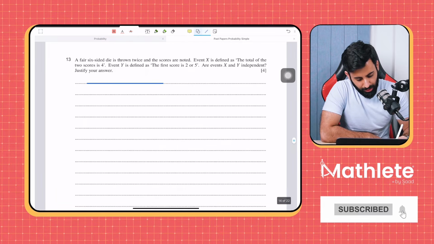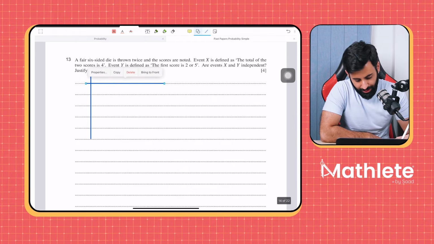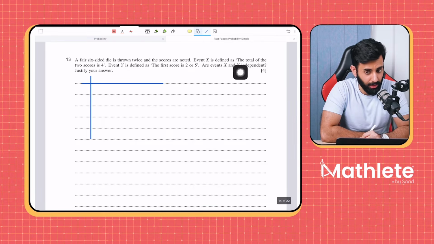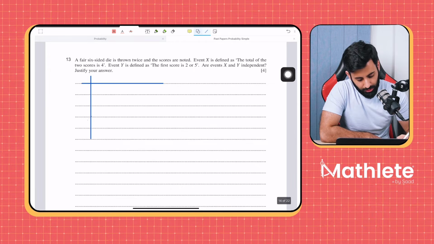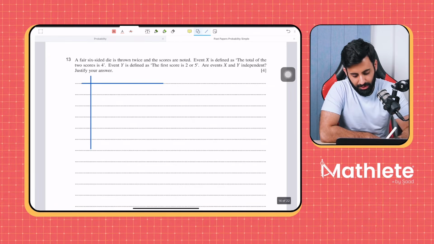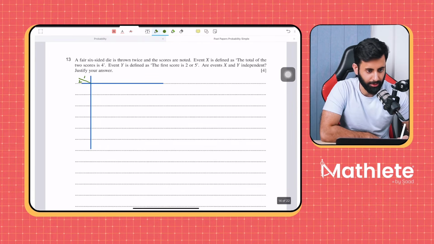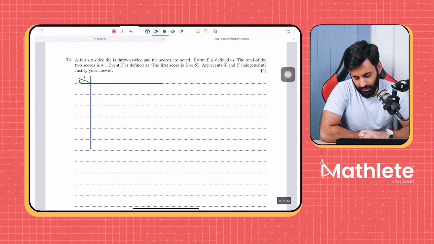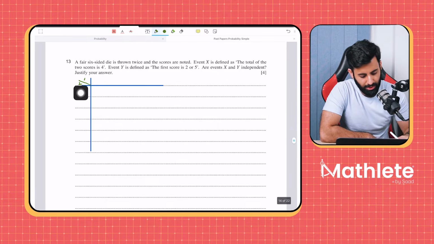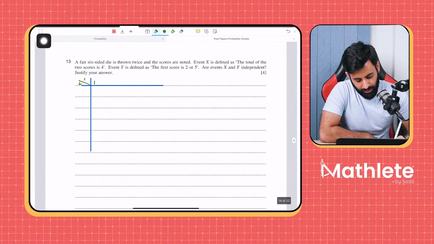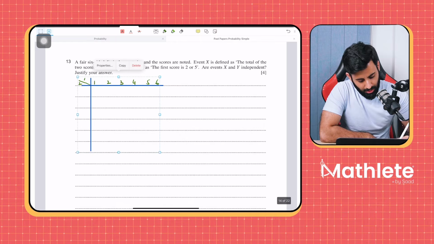So what are we talking about? We're talking about a fair 6-sided die, and in one event, we're looking for the total. So it's a good idea to do a sample space straight away. So we have the first roll and we have the second roll. Actually, we just have one die. So you can say that this is the first time we roll the die and this is the second time we roll the die. So the first time we roll it, we have these possible outcomes: 1, 2, 3, 4, 5, 6. Actually, let me switch to a neutral color.